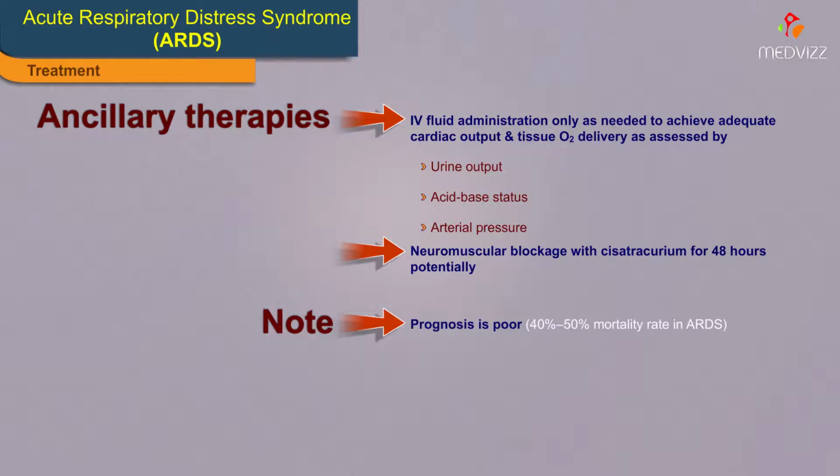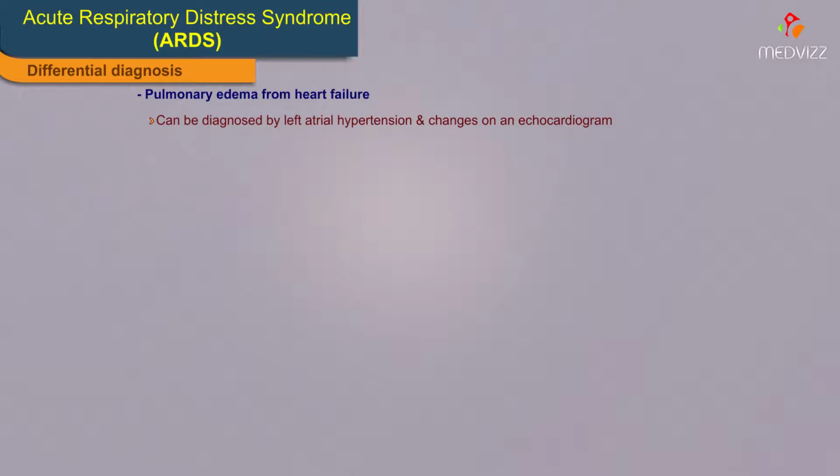The prognosis is poor. The 40 to 50% mortality rate in ARDS can vary depending on the underlying etiology and supportive care. The mortality rate does increase with age. The differential diagnosis for ARDS includes pulmonary edema from heart failure, which can be diagnosed by left atrial hypertension and changes on an echocardiogram. You can have chronic interstitial lung disease.